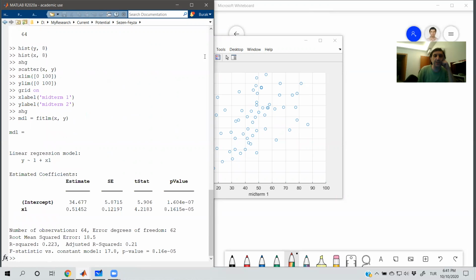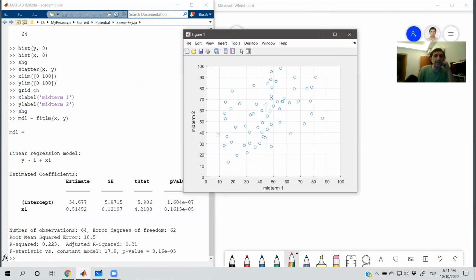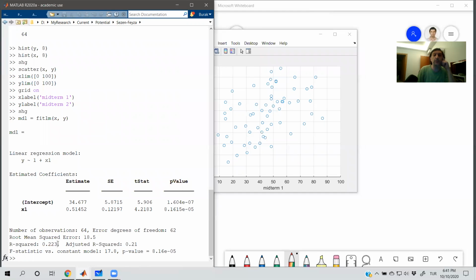I can find this relation. So the relation is, the intercept is 34.77, and this is the x1 value, the beta 1 value, and the r square value is 0.22. As you can see, it's a pretty low value.